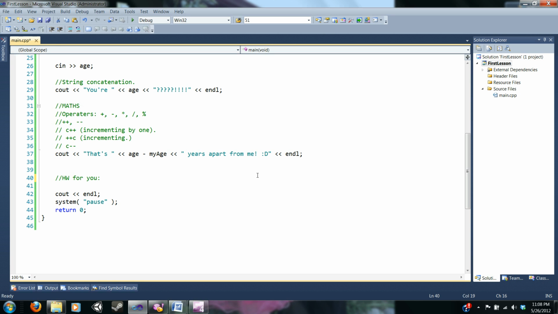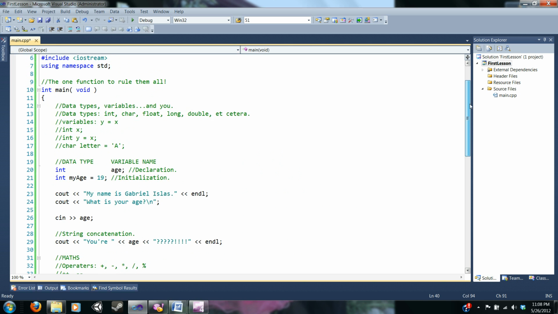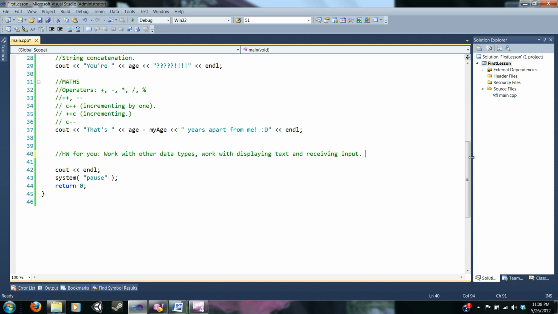So what I want you to do is work with other data types. And also, I want you to work with displaying text and receiving input. That's not how you spell input. And that's pretty much it. I don't think you necessarily have to do anything else. That is all you have to do for your homework. You just create programs doing that. Oh, and also experiment with mathematical operators. There you go. That is the homework.